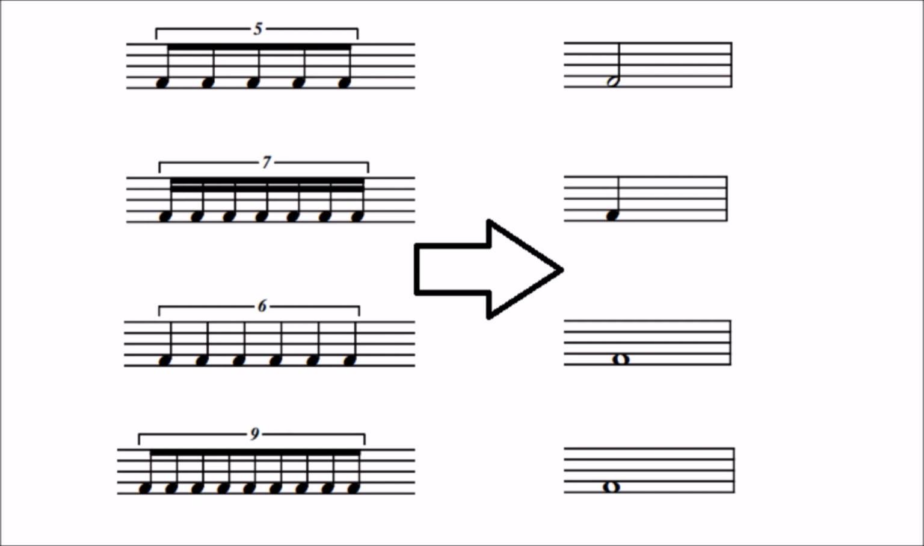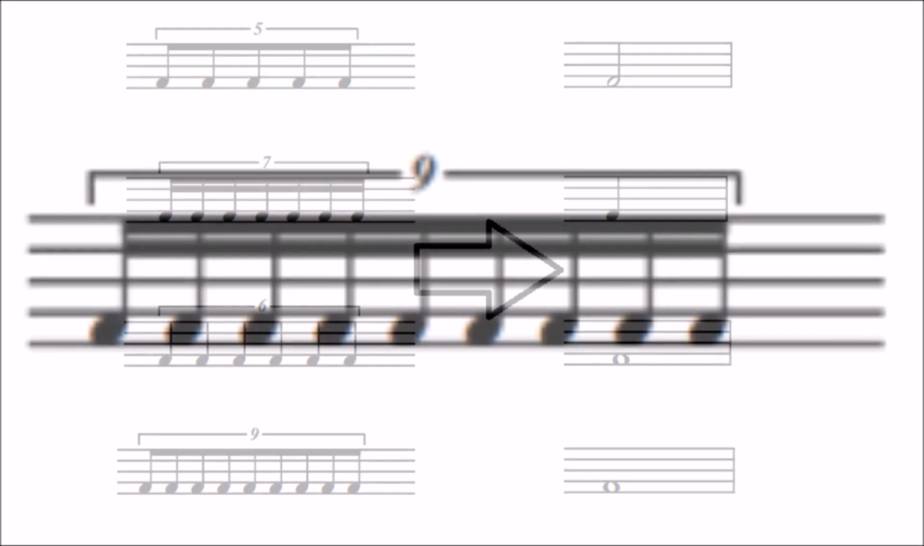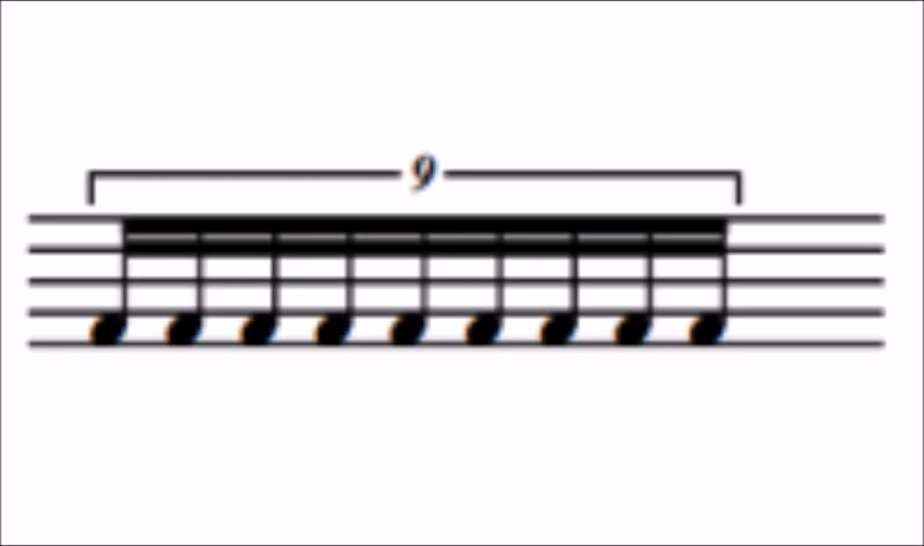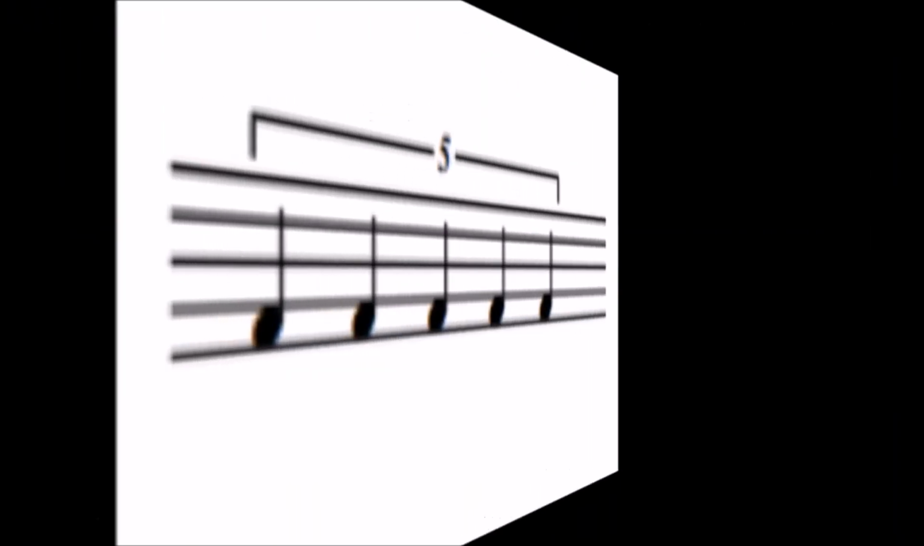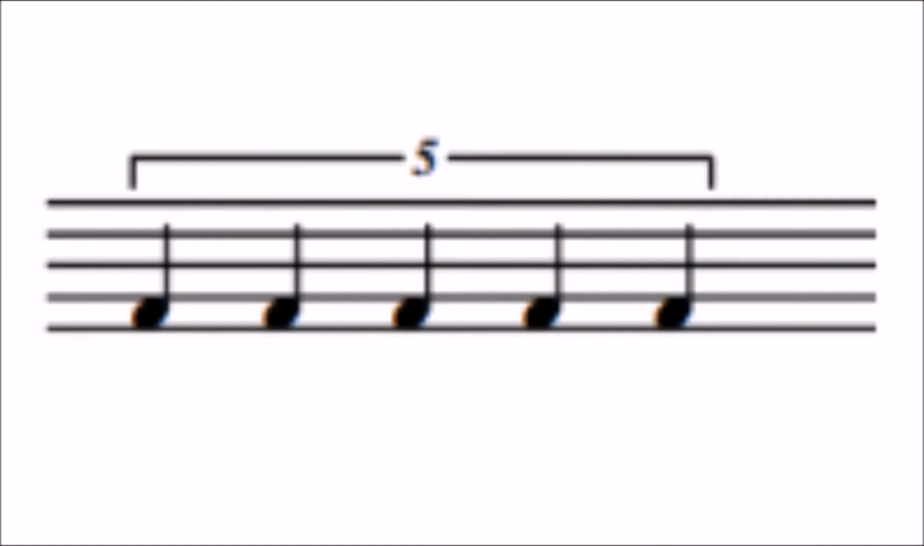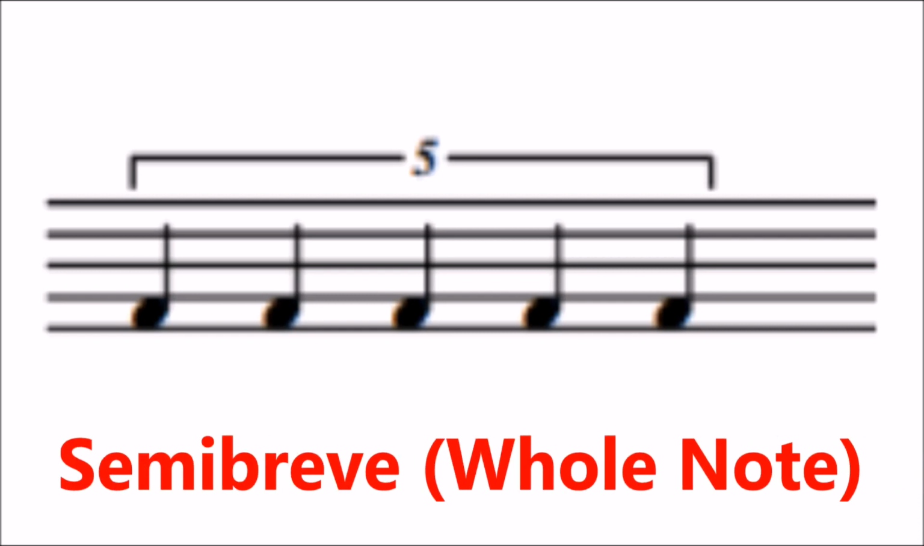Now, let's see how much you have understood. What single note would be worth 9 non-tuplet semiquavers? The answer is a minim. And what about 5 quintuplet crotchets? The answer is a semibreve.